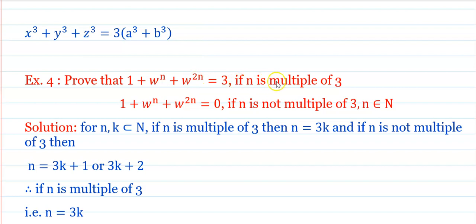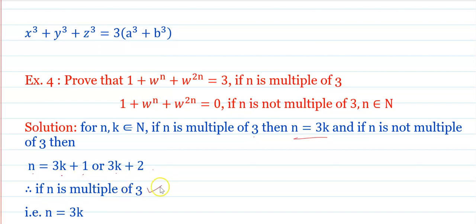Prove that 1 plus omega raised to n plus omega raised to 2n is equals to 3 if n is a multiple of 3, and if it is not a multiple of 3, then 1 plus omega raised to n plus omega raised to 2n is equals to 0, where n belongs to the set of natural numbers. Easy question. For n and k belonging to natural numbers: if n is a multiple of 3, then n is equals to 3k. If n is not a multiple of 3, then n is equals to 3k plus 1 असेल किंवा 3k plus 2 असेल.